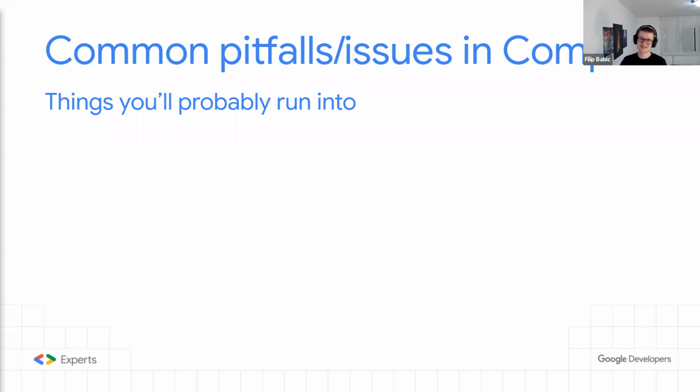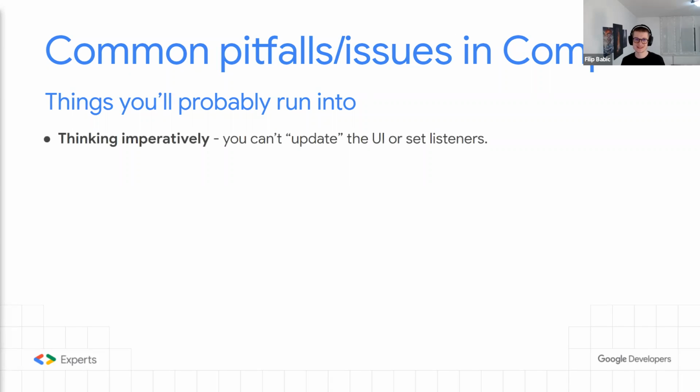First and foremost, this is very, very common, and that is thinking too imperatively, especially if you're coming from the XML-based system. Because in Compose, everything is declarative, all components are functions, you can't really update the state in terms of UI, or set listeners by finding a view by ID and then setting whatever data you want on it. This is something that's completely different in Compose. So once you start thinking in terms of Compose, as Márton mentioned, just writing Compose code and learning it on the go, you'll be able to get over this pitfall and think more declaratively and more intuitively.